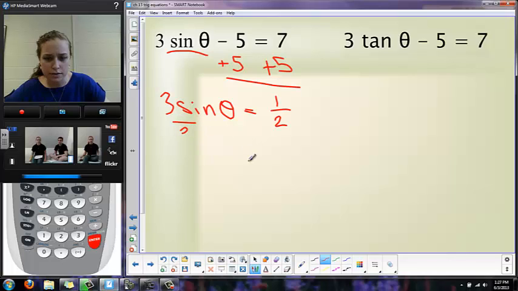Did I just write 1/2 when I meant 12? Oh my goodness. Absolutely losing my mind. I'm sorry. That is a 12. Now I'm going to divide each side by 3 to get the sine theta all by itself. So sine theta is equal to 4.